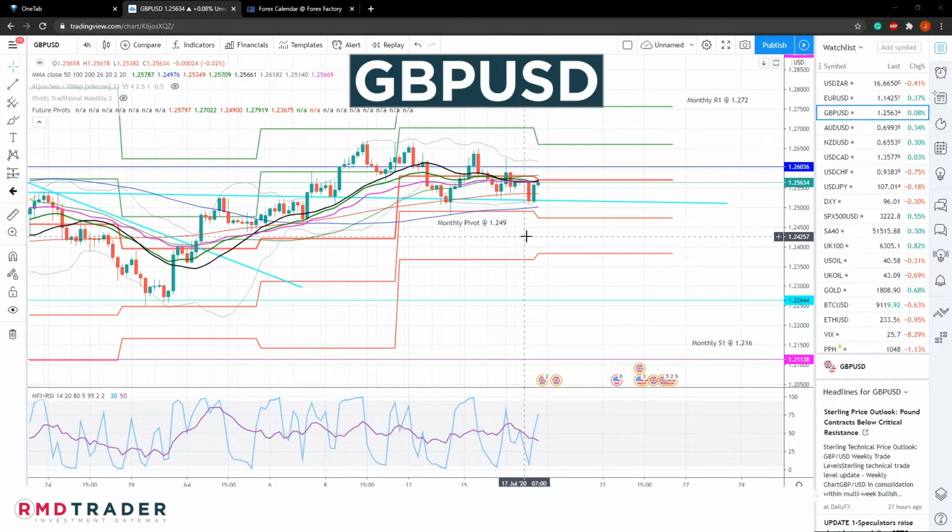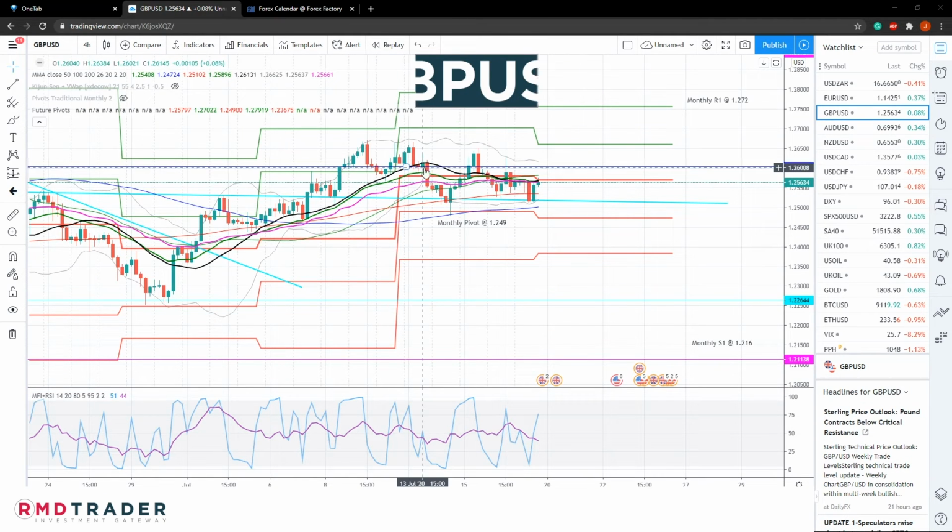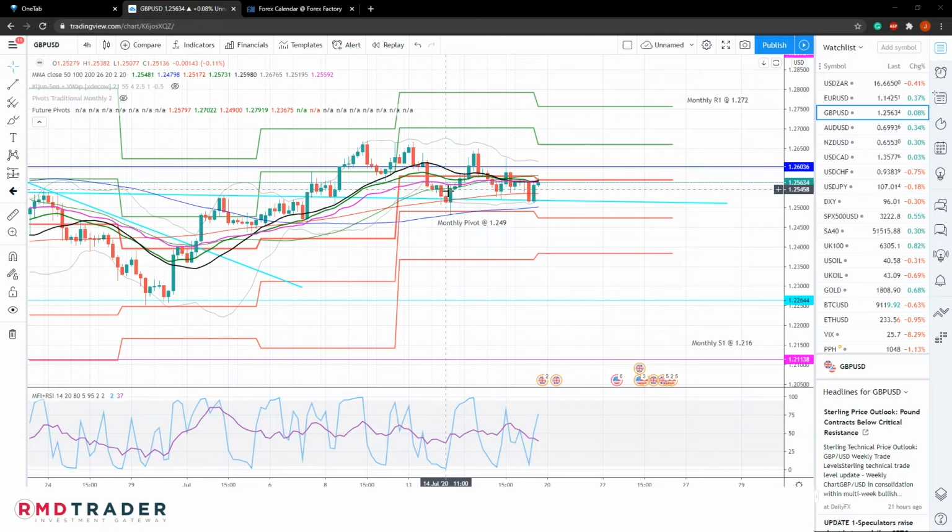Looking now at GBPUSD, we saw price last week break below the weekly pivot level and then quickly retest that 1.249 level at the monthly pivot, and also the 100 SMA, this blue line, and also the weekly S1 pivot level from last week. So price retested that level and then moved back higher.